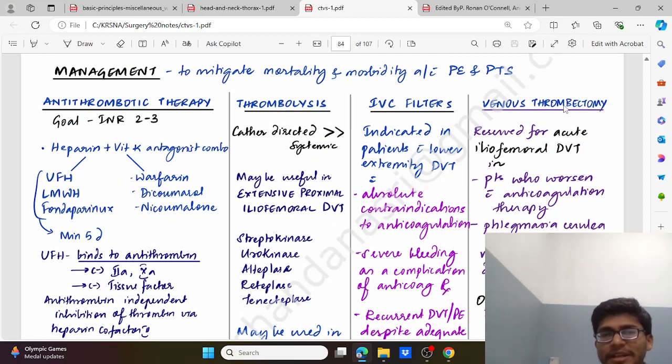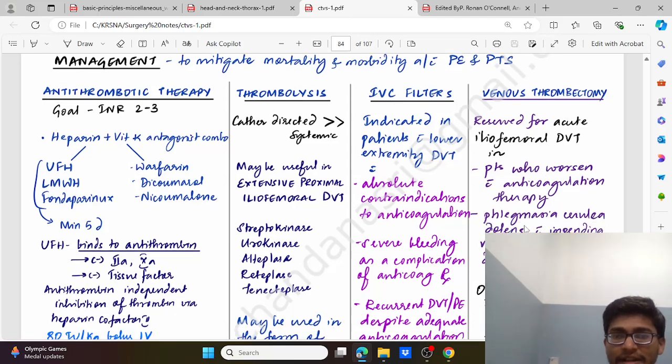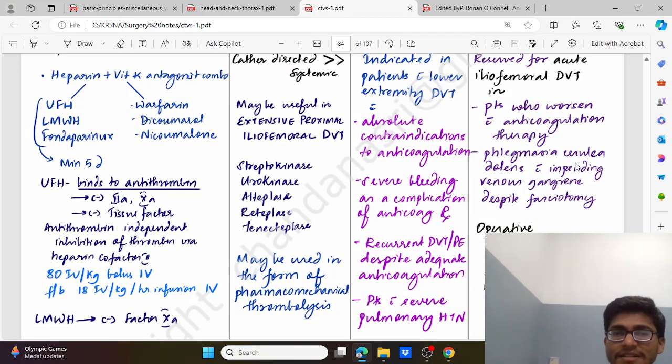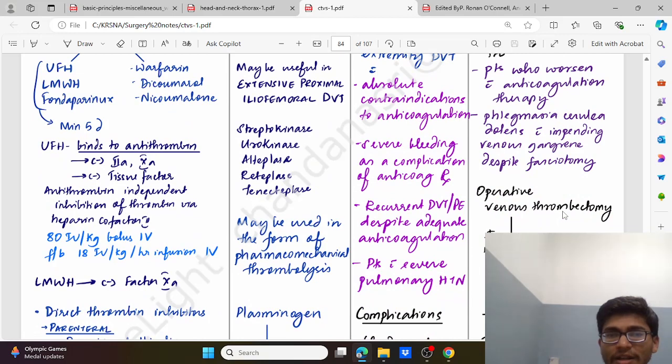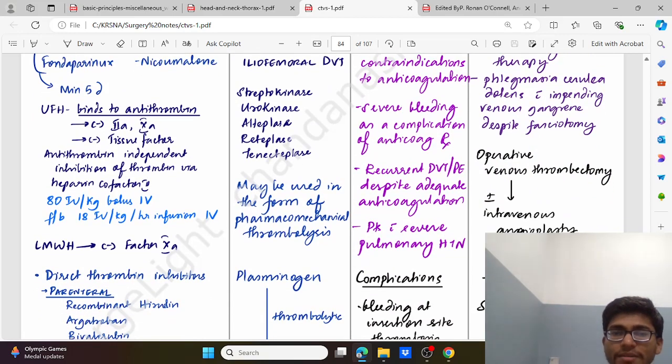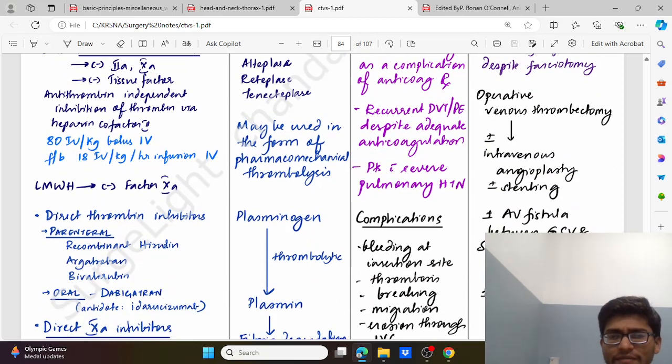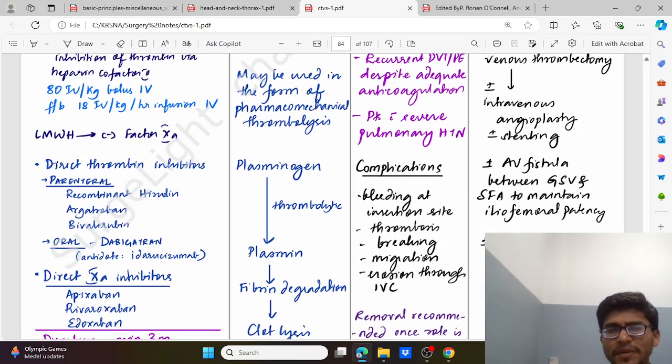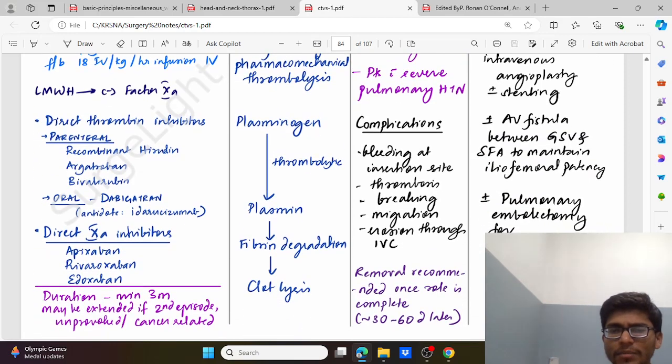Then venous thrombectomy, it is reserved for acute iliofemoral DVT where patient worsens even after anticoagulation therapy. Phlegmasia cerulea dolens with impending venous gangrene, despite fasciotomy, they will also need venous thrombectomy. So operative venous thrombectomy with or without intravenous angioplasty, plus or minus stenting. AV fistula formation between GSV and superficial femoral artery to maintain iliofemoral patency, and pulmonary embolectomy for pulmonary thromboembolism.